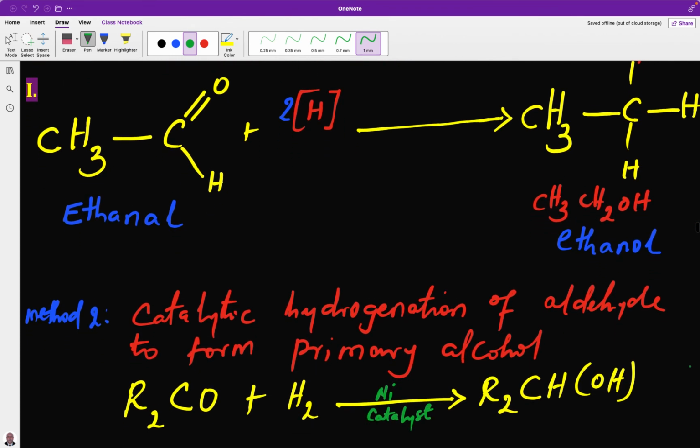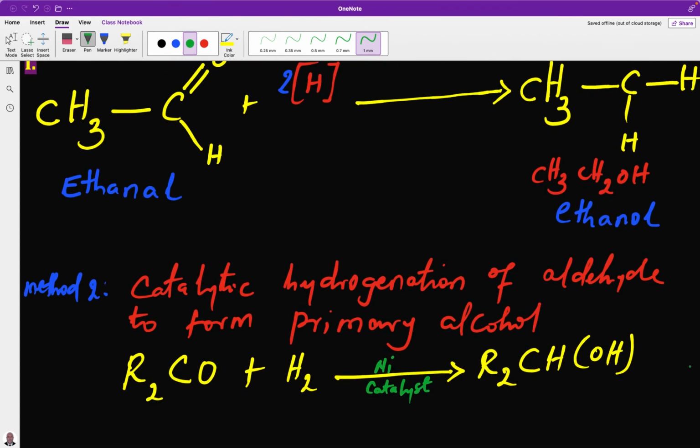Now, I said primary alcohol can still be prepared by catalytic hydrogenation of aldehyde. And the catalyst is usually a nickel catalyst. This is just an example. Then we want to see how the ketones can be reduced back to secondary alcohol using the same suitable reducing agent.